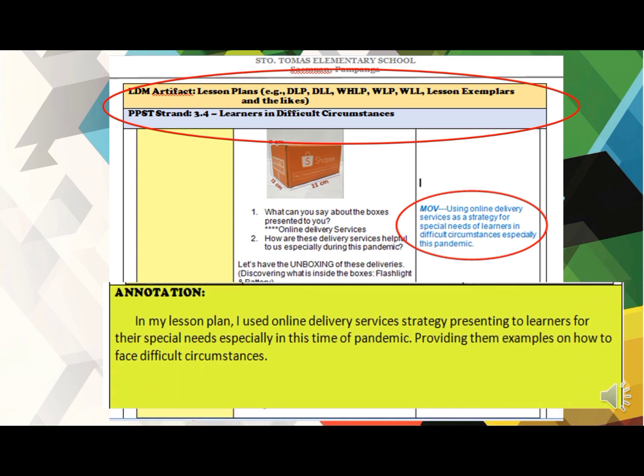Don't forget to write an annotation here also. My sample annotation is: in my lesson plan, I use the online delivery services strategy, presenting to learners for their special needs, especially in this time of pandemic. So, showing them the learners in difficult circumstances, providing them examples on how to face difficult circumstances.